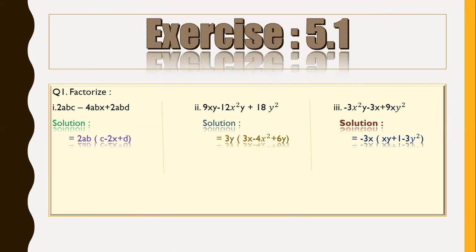Because there is only one common term, that's why it is the product of two polynomials in which the first has only one term and the second, within the bracket, has 3 or 4 terms.